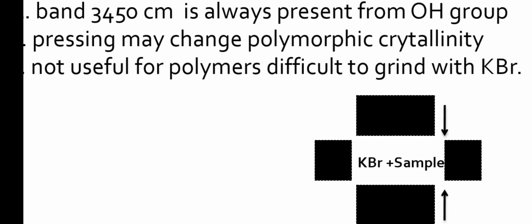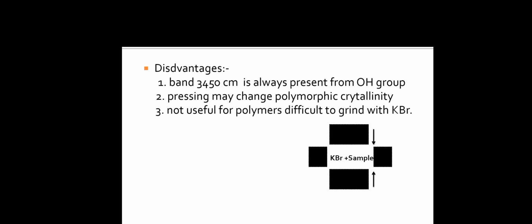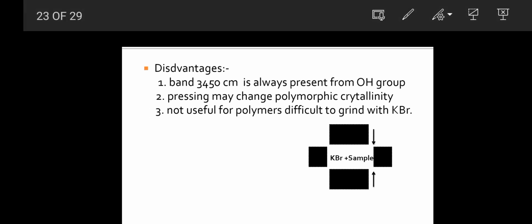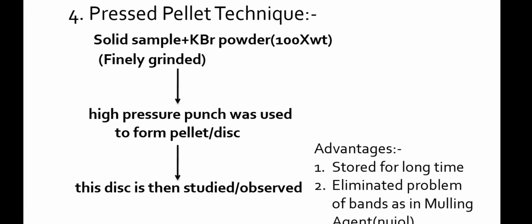As you can see in this diagram, KBr plus sample is pressed between a pellet and a small disc type of, like a tablet punching machine. A tablet or disc is formed, a pellet is formed, and this pellet is then used for sampling. Now, what are the advantages of the pressed pellet technique?